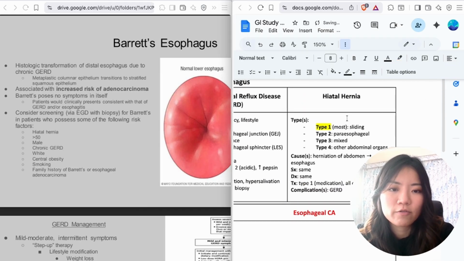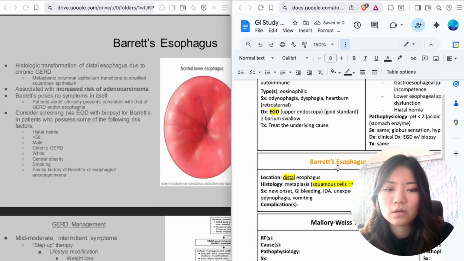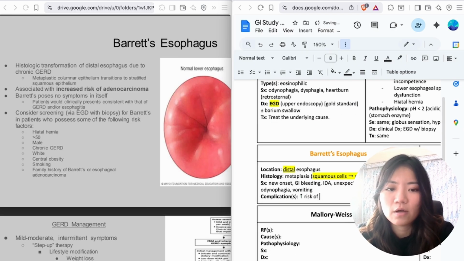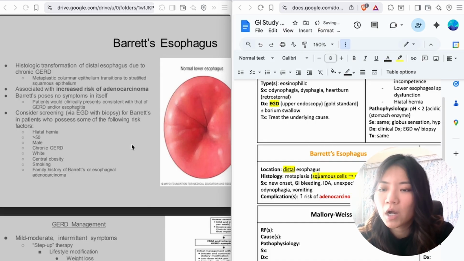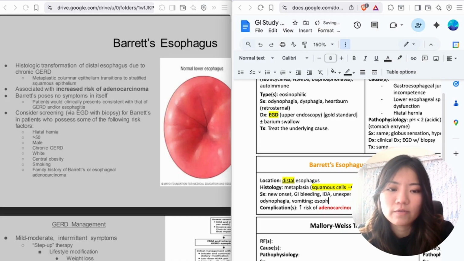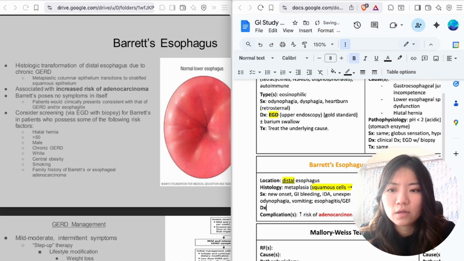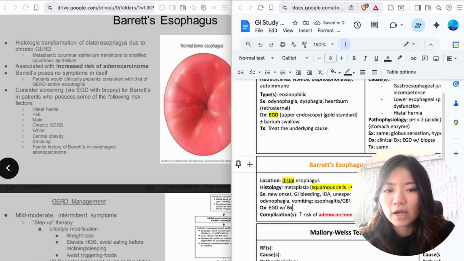Where's my arrow from before? Up. Risk of adenocarcinoma. And I would put this in red because that's actually cancer. I'll just put here also esophagitis, GERD symptoms, diagnosis, EGD with biopsy, and these are some risk factors.